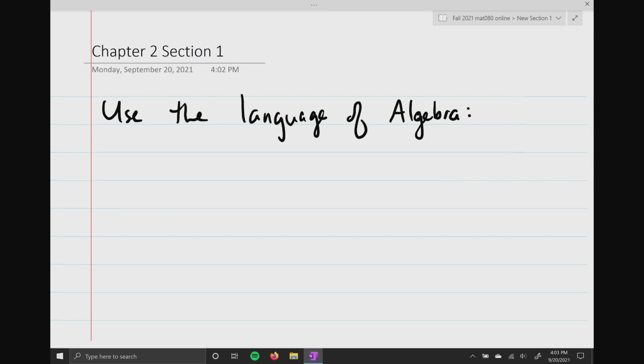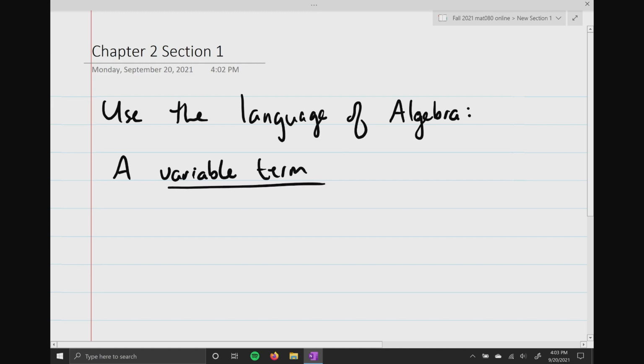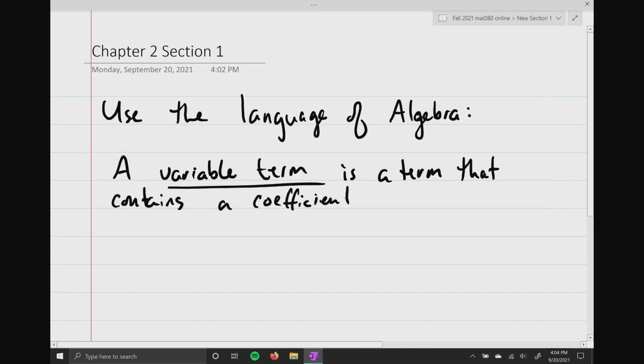So what I want to start off with is just identifying the differences between variable terms and constant terms. So a variable term is basically what it sounds like. Okay, so a variable term is a term that contains a coefficient and a variable. All right, and I think this pen is a little too thick, so I'm going to go down one size.